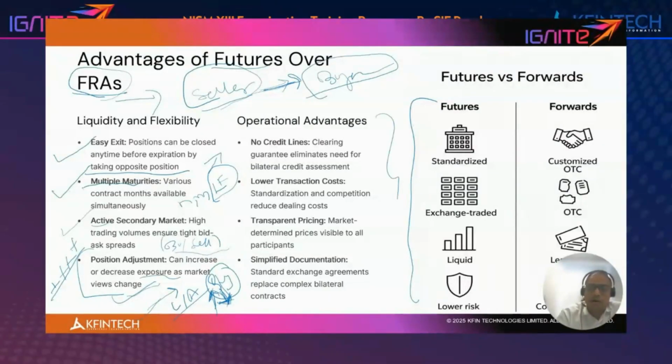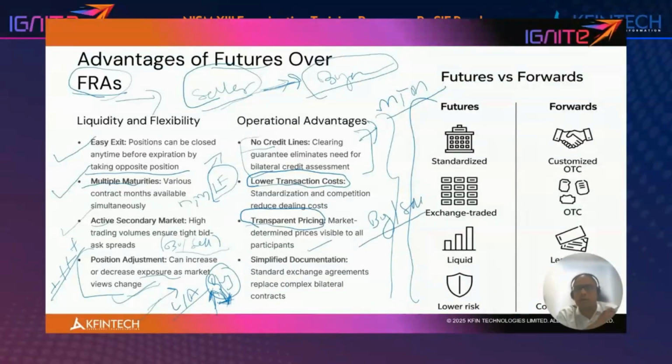And what are the operational advantages? No credit lines, obviously, because this is going through the central clearing. So every day mark to market settlement has to happen. Lower transaction cost because it is exchange traded, so it's only the execution cost and the charges that are applicable. Transparent pricing, we have discussed this: because of the buyers and sellers, the participants in the market, the price comes to a fair price or an acceptable price, which is applicable to all in the market. Simplified documentation: exchange requirements for documentation are quite straightforward and quite standard for each of the participants.